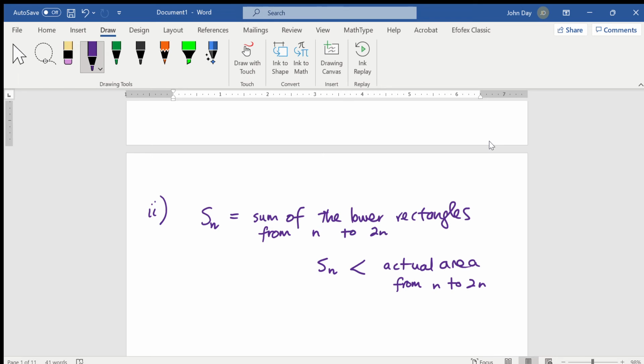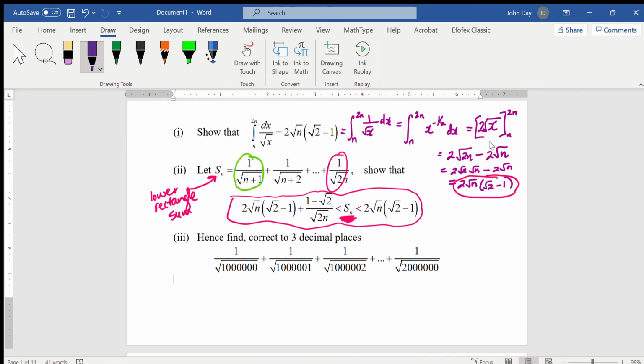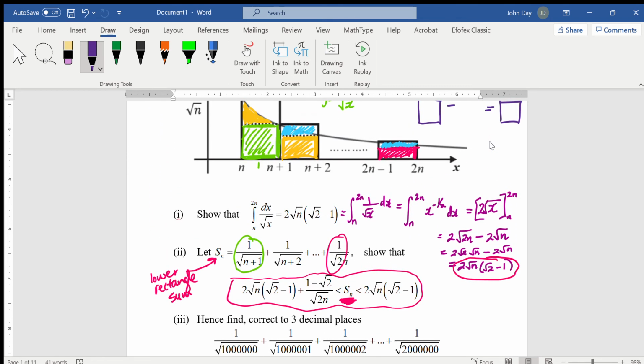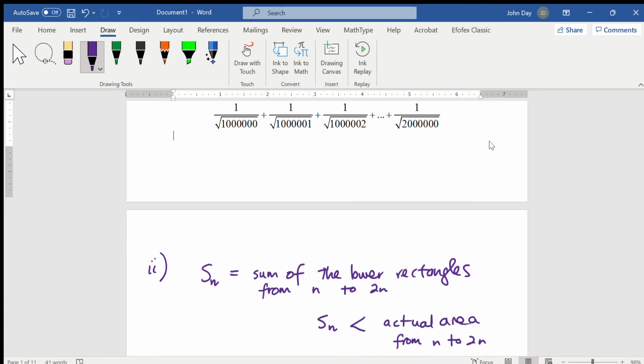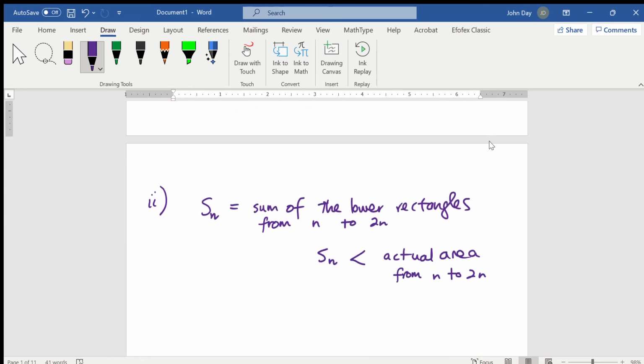When you work out those lower rectangles from n to 2n, it's actually starting with n plus 1 as the first ordinate. So 1 on root n plus 1, 1 on root n plus 2, all the way up to 1 on root 2n. That's what those lower rectangles would be from n to 2n. So we know that that lower rectangle sum is less than the actual area.